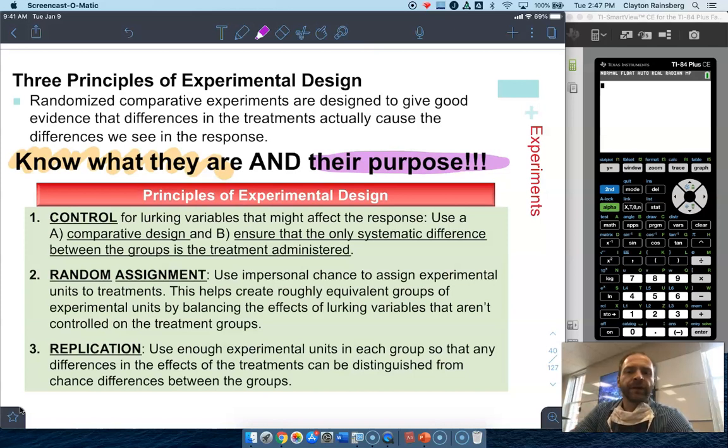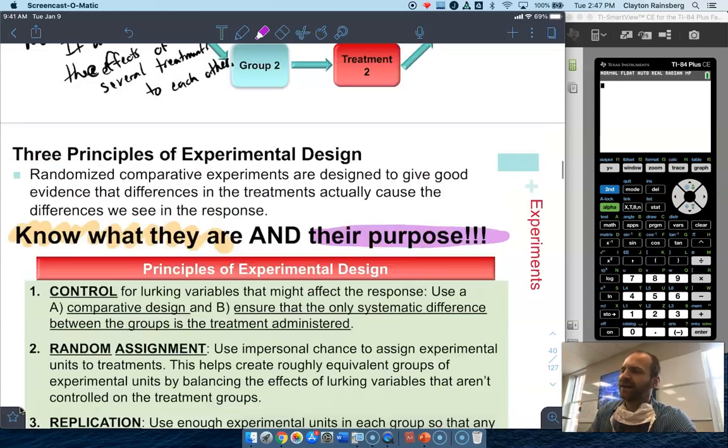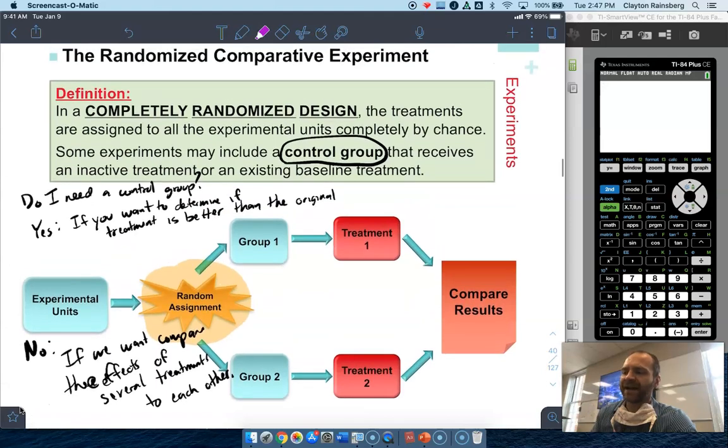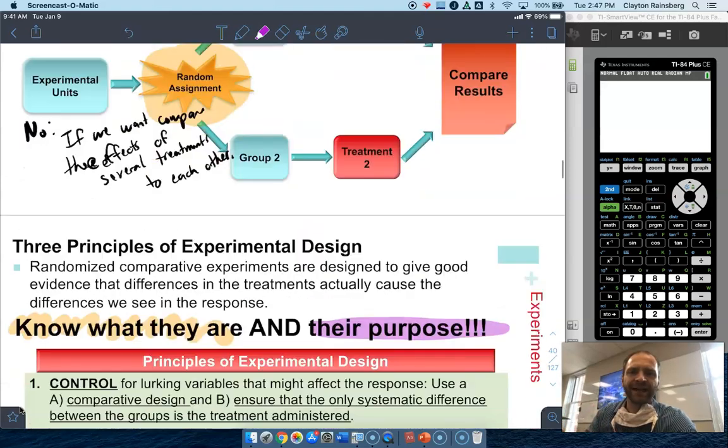First, control. For lurking variables that might affect the response, I'm going to use the word confounding here. You heard me say that quite a few times: we need to control for those confounding variables behind the scenes. Well, how do we do that? Well, one, we use a comparative design. That's going to allow us to control.